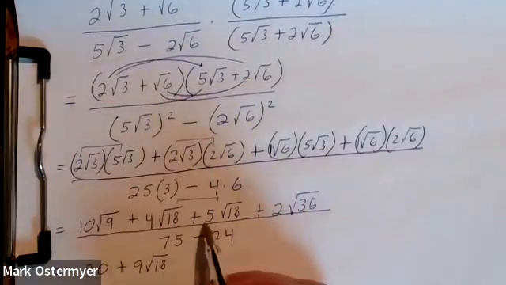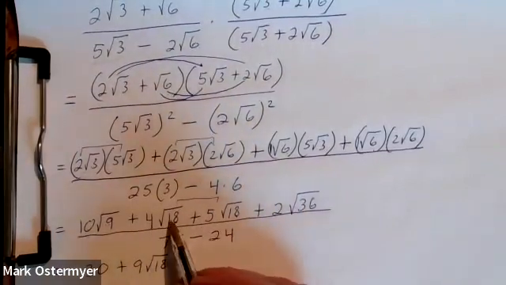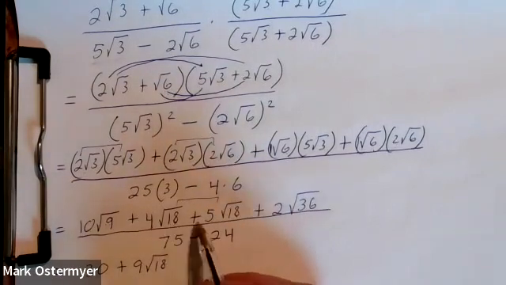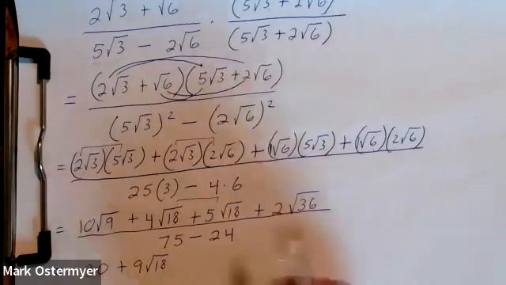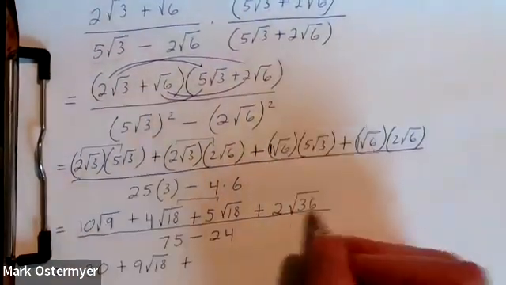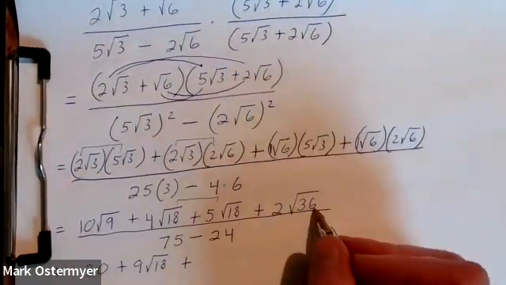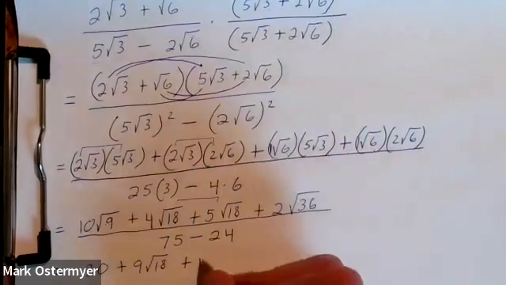Adding like radicals together is like adding like terms together. Like if this was 4x plus 5x, we would call it 9x. But this is 4 square root of 18 plus 5 square root of 18. We call it 9 square root of 18. 2 times the square root of 36. The square root of 36 is 6. So 2 times 6 is 12.